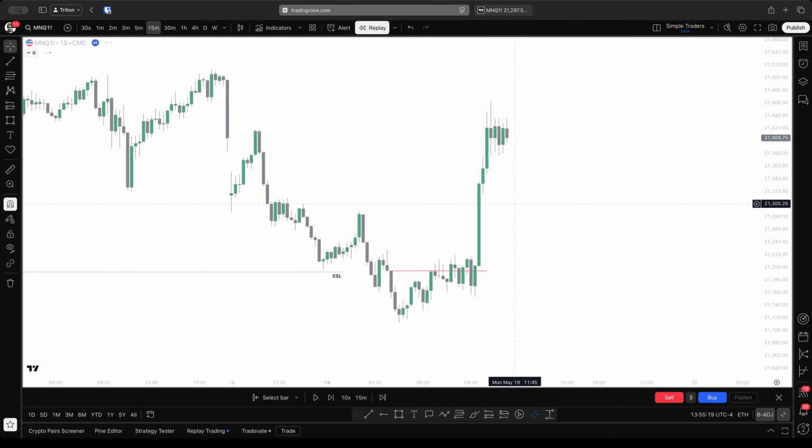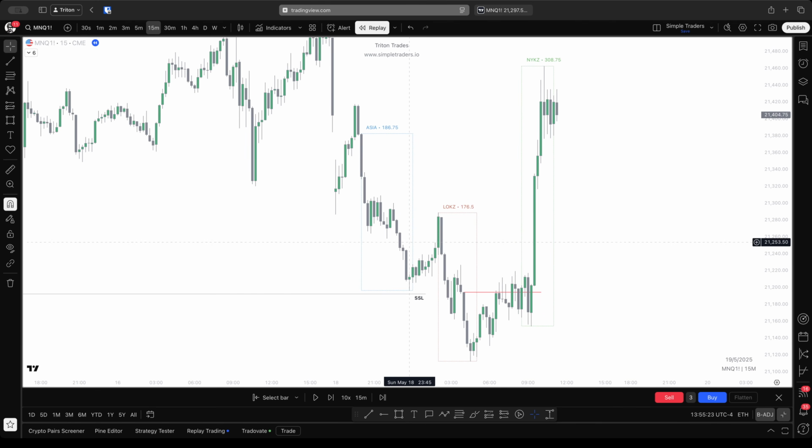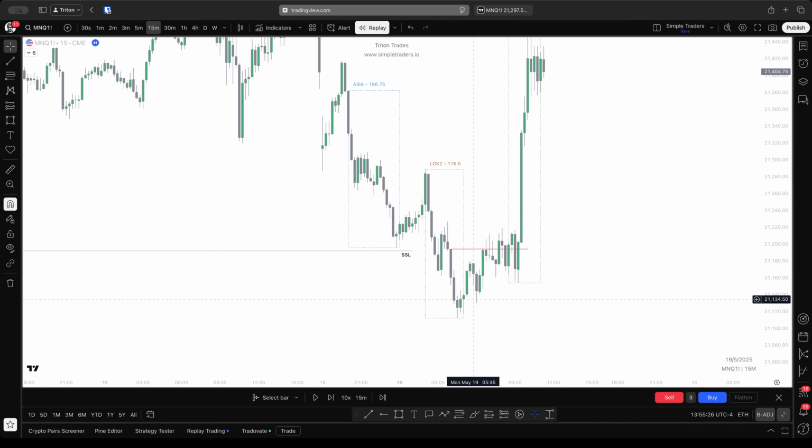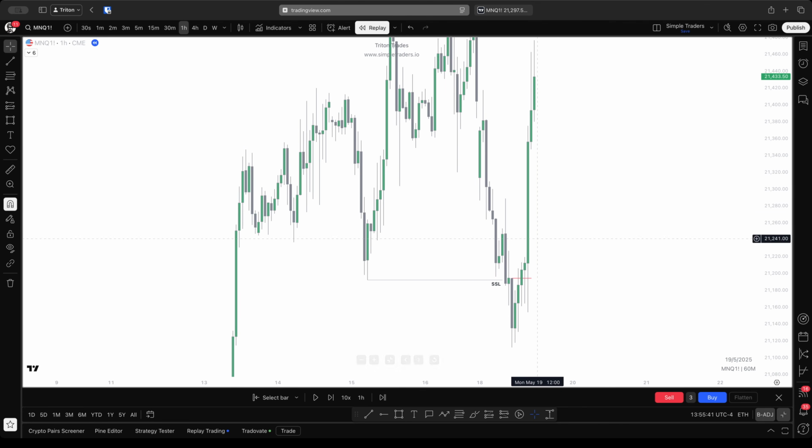When we drop down to the 15 minute, we can see even more clearly that London actually had the low of day. We know it's the low of day because it's been confirmed by this 1 hour CRSD at 7 o'clock. Remember, London session ends at 5 o'clock. So at 7 o'clock, we had a confirmation that that is most likely going to be the low of day and we're going to expand towards the upside.